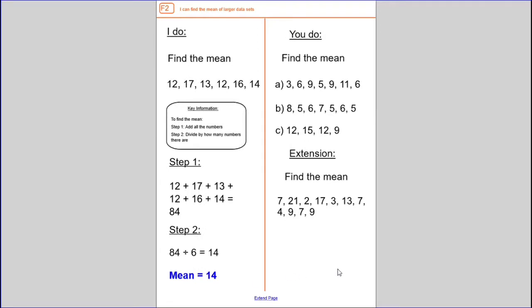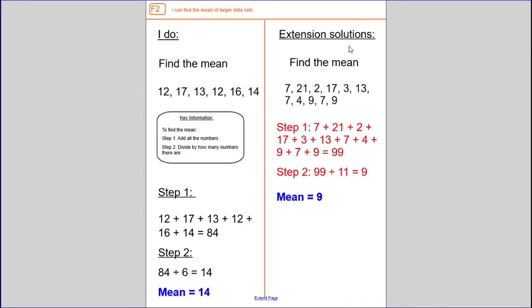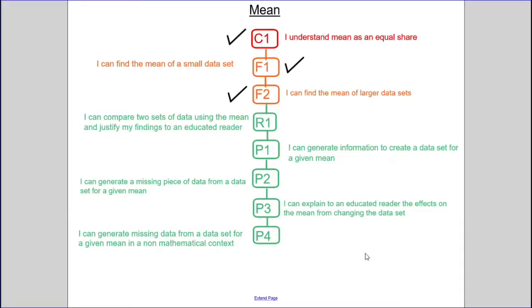Here's a question for you to try. Pause the video here. Here's the solutions for the first 3 questions. Make sure to self-assess your work. And here's solutions for the extension. Make sure to self-assess your work. And that's the end of F2, and that's the end of what we will be doing today. So we've completed both F1 and F2 in this video.